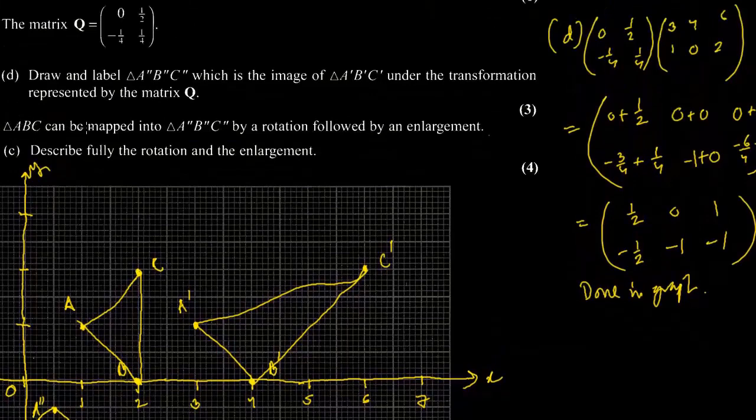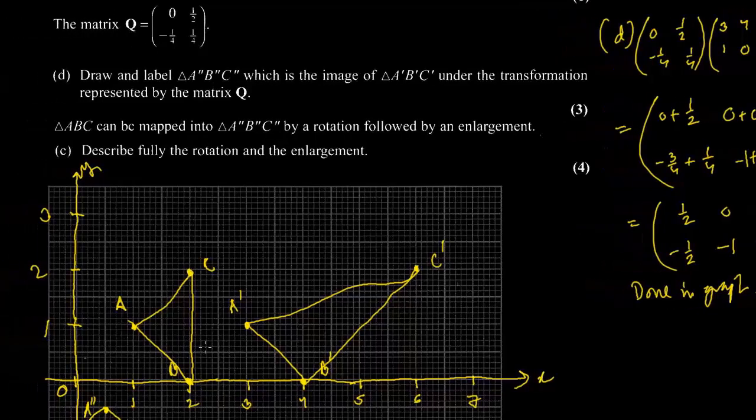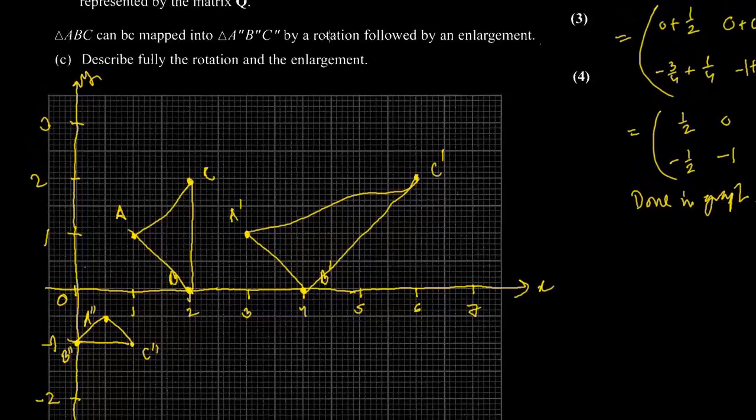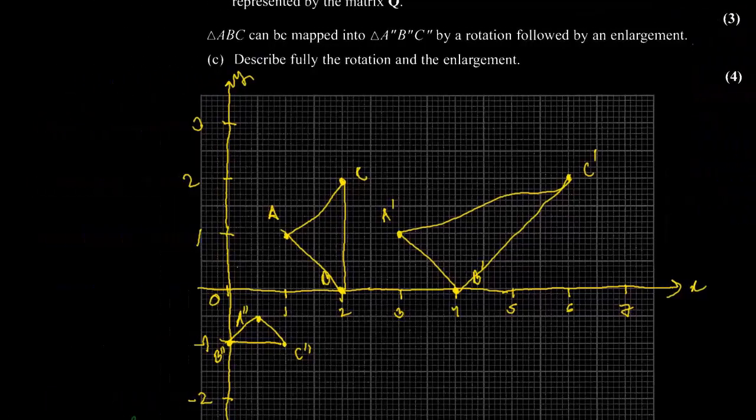Okay, so the next question is: triangle ABC, this first triangle, can be mapped into triangle A double prime, B double prime, C double prime by a rotation followed by an enlargement. So what they're saying is that from this triangle you can directly get to this triangle by doing two transformations. First you do a rotation and then an enlargement. Describe fully the rotation and the enlargement. That's the question. So this is what we have.